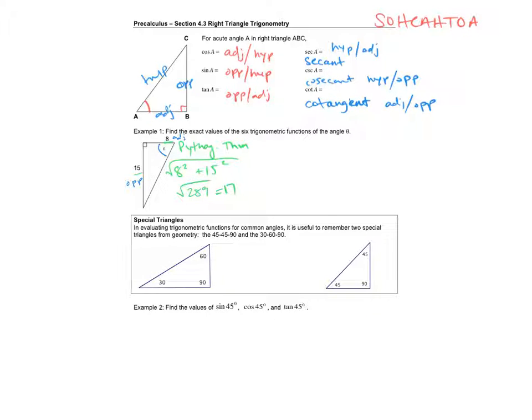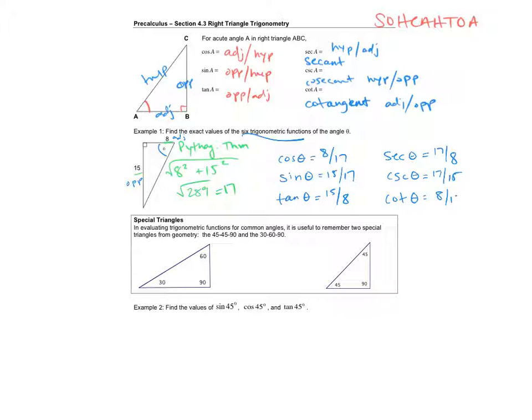So, to do all 6 trigonometric functions, the cosine of theta is 8 over 17, sine of theta equals 15 over 17, and the tangent of theta equals 15 over 8. Now, once I have those 3, since my secant of theta is just the inverse of that fraction, it will be 17 over 8. My cosecant of theta, I flipped my sine answer, and then the cotangent of theta is 8 over 15.